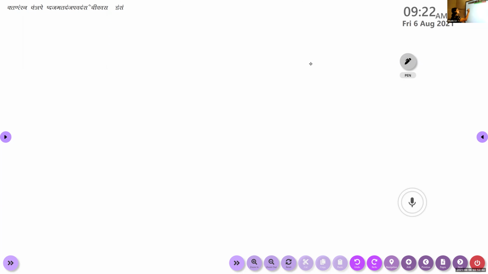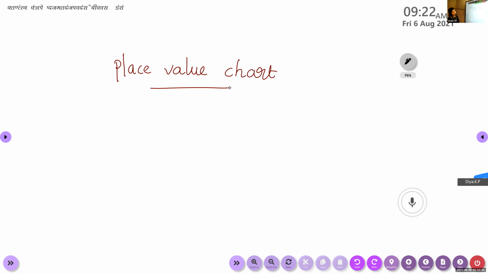Okay. So, place value chart. How to represent a three-digit number in the place value chart? My dear, no need to write. Please keep your books closed and listen. Hold your hands and listen.